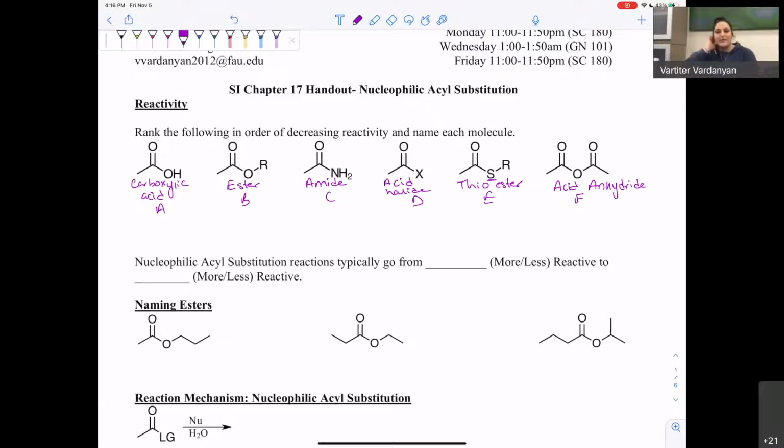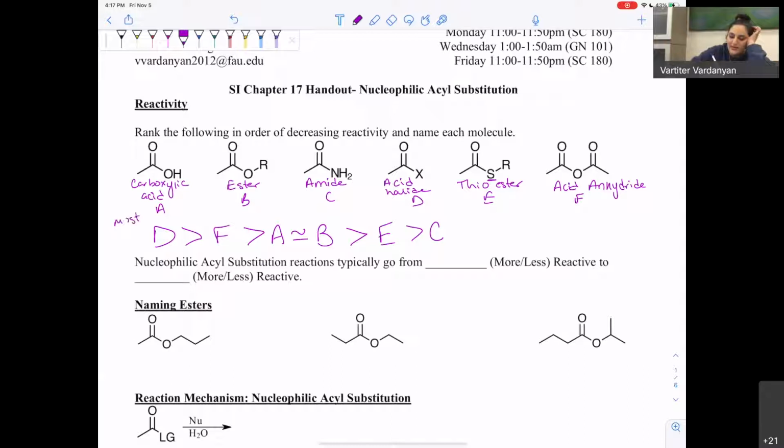We're good. So, the order of reactivity, I kind of went over this in a lot of detail in SI, but I'm just going to give you the order now because I know a lot of people don't care. So, the most reactive is the acid halide, super reactive. And then after that, we have the acid anhydride. After that, we have carboxylic acid and esters, which are approximately the same. And then we have our thioesters. And then we have our amides. So this is the most reactive, least reactive. Ta-da. And then nucleophilic acyl substitution reactions typically go from more reactive to less reactive.